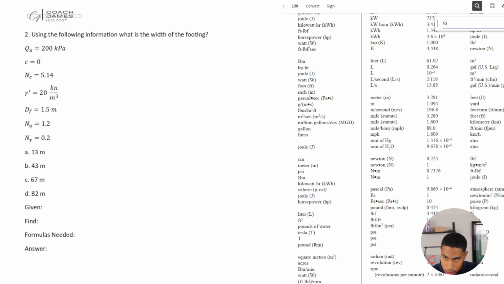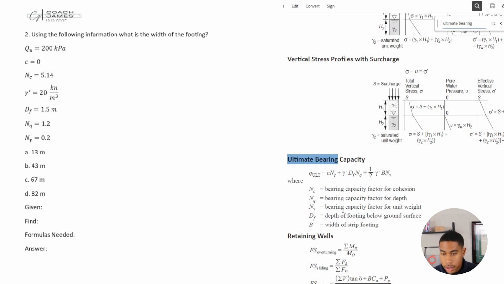I don't know if it's going to be called a footing. Let's look up ultimate bearing capacity, because that's what this is. Ultimate bearing. So ultimate bearing capacity, right? So they give us QU, which is the ultimate bearing capacity, which is 200 kilopascals.